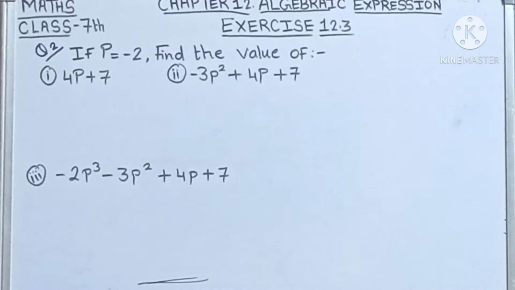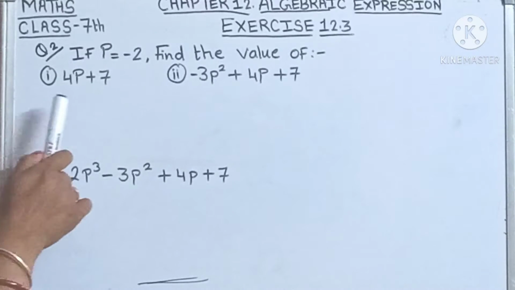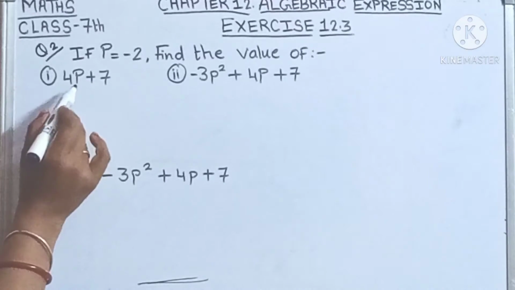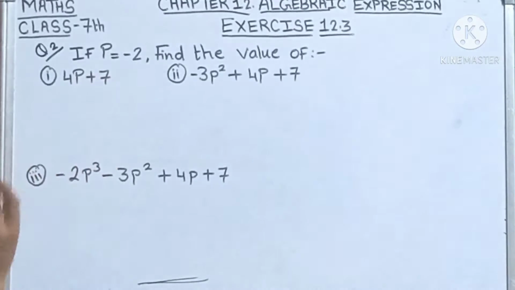Means in the previous question the value of m was given and in this question the value of p is given. This question is same as the previous one. In the place of p, we have to put the value of p, that is minus 2. So let us start the first one. First one is 4p plus 7. In the place of p, we have to put the value of p.